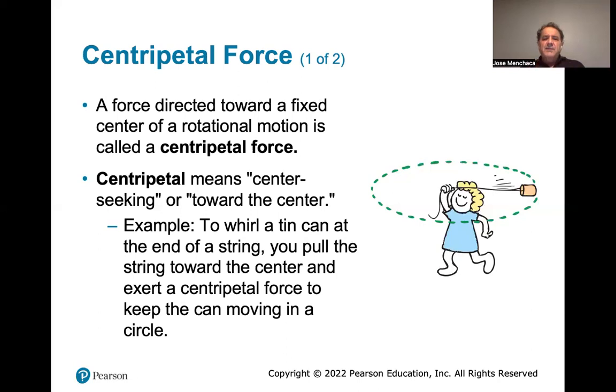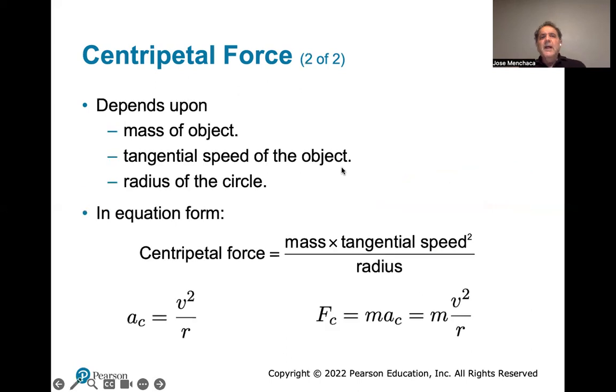Okay, so example: to whirl a tin can at the end of a string, you pull the string toward the center and exert a centripetal force to keep the can moving in a circle. So the string is what is supplying the centripetal force. Centripetal force depends upon the mass of the object, the tangential speed of the object, and the radius of the circle. So in words, in equation form, the centripetal force equals the mass times the tangential speed squared divided by the radius.